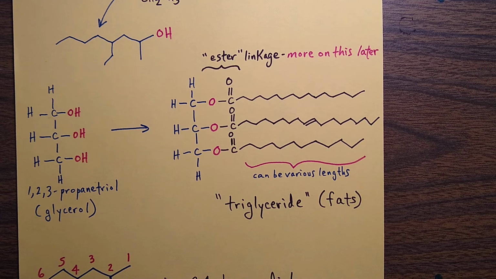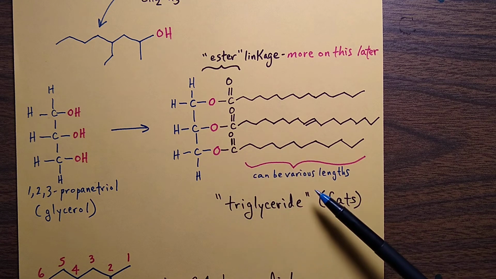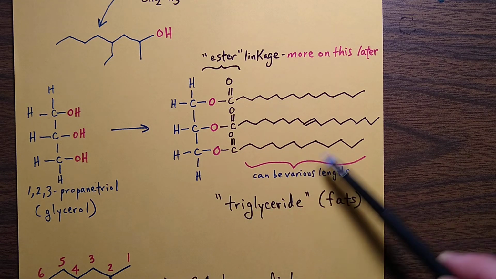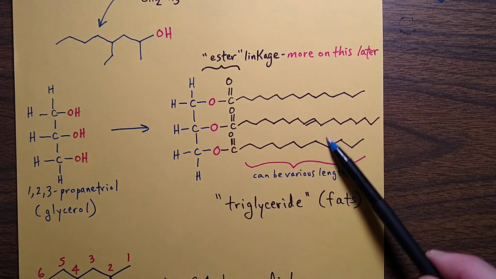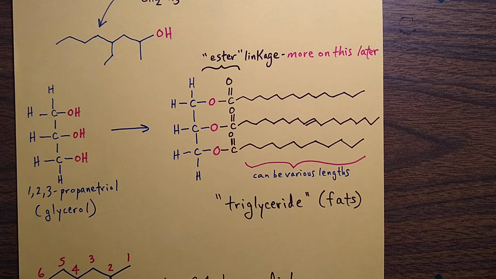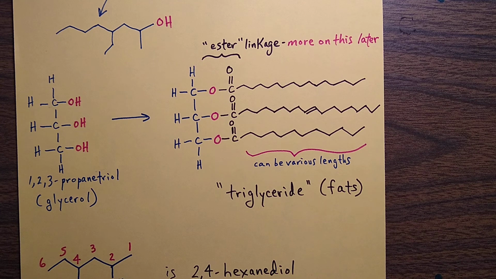Olive oil, for instance, is a good oil, so that would be a fat or an oil that would have a lot of double bonds in it. If these were all single bonds, that's called a saturated fat, and they generally tend to be more unhealthy for you because your body doesn't really know how to break those down.